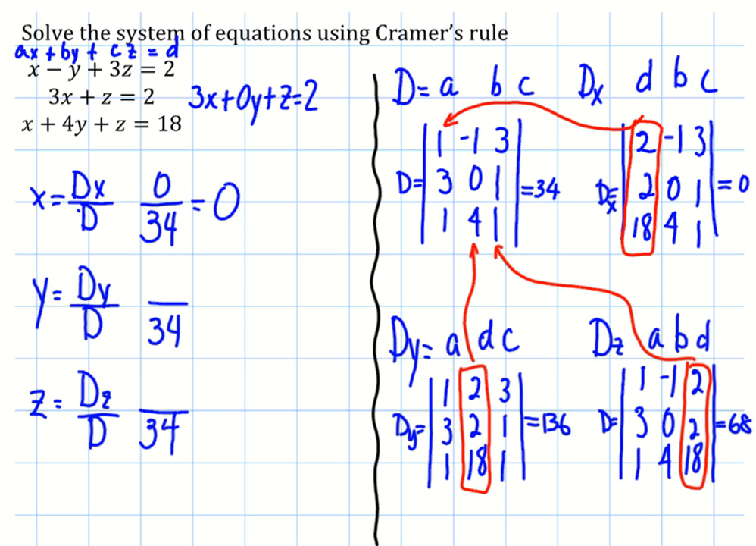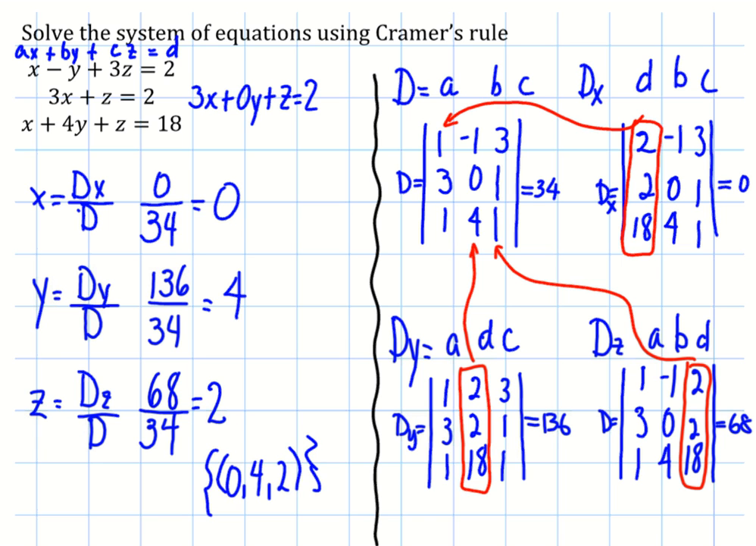Our dy value was 136, so that would be equal to 4. And dz value is 68, so that would be 2. So our solution in xyz form would be 0, 4, 2. And again, that says in those three equations at 0, 4, 2 is where they would touch.